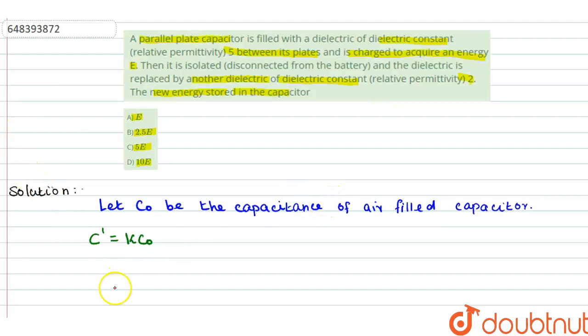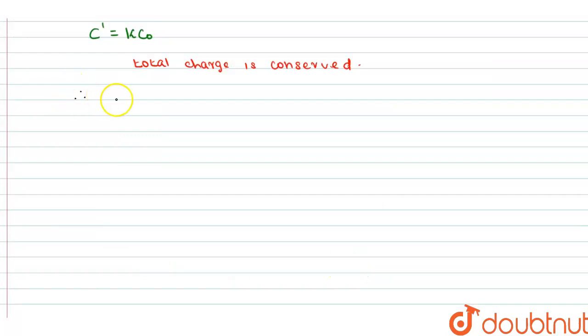Now, as the capacitor is isolated, the total charge is conserved. Therefore, the energy stored in the capacitor, E, is given by the equation Q square by 2C, where Q is the charge. Now, we know that from this equation, E is directly proportional to 1 by C.